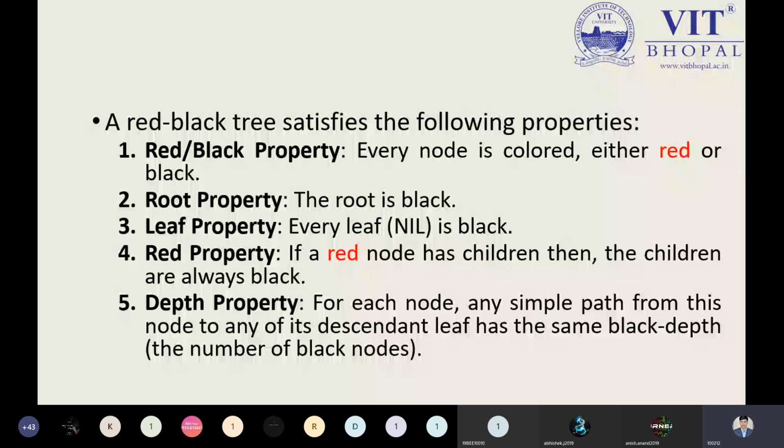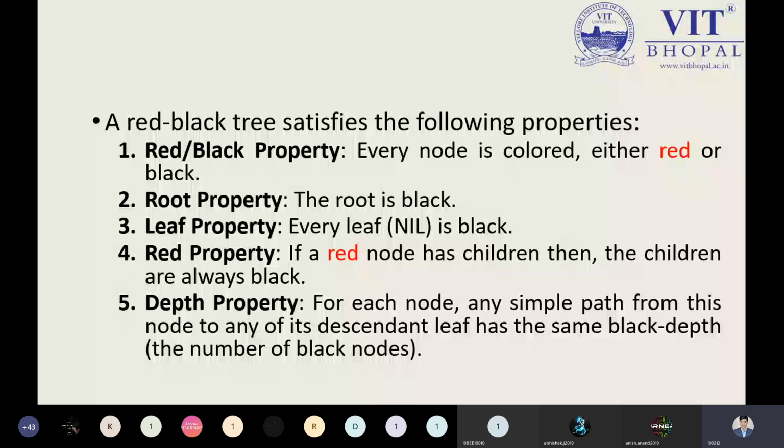Now, the red property means if a red node has children, then the children are always black. Please keep this important term in mind: if a red node has children, then the children always become black nodes. And the depth property: for each node, any simple path from this node to any of its descendant leaves has the same black depth, and that is represented by the number of black nodes.